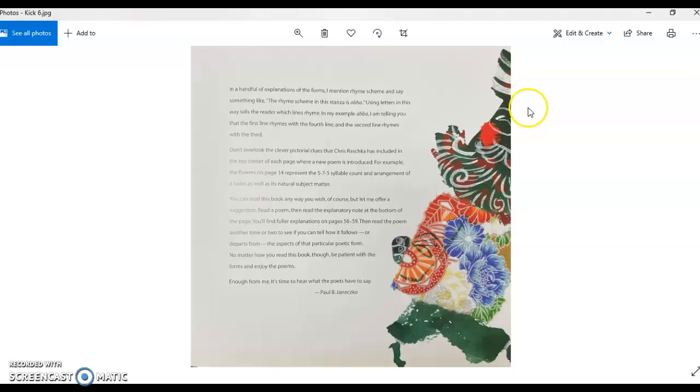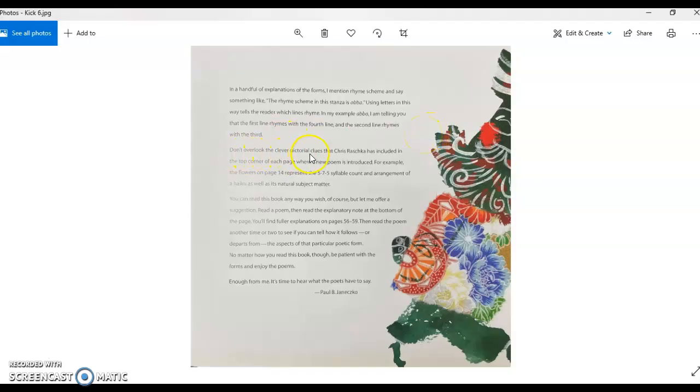In a handful of explanations of the forms, I mention rhyme scheme and say something like, the rhyme scheme in this stanza is ABBA. Using letters in this way tells the readers which lines rhyme. In my example, ABBA, I'm telling you that the first line rhymes with the fourth line, and the second line rhymes with the third. We will get into that more as we study.